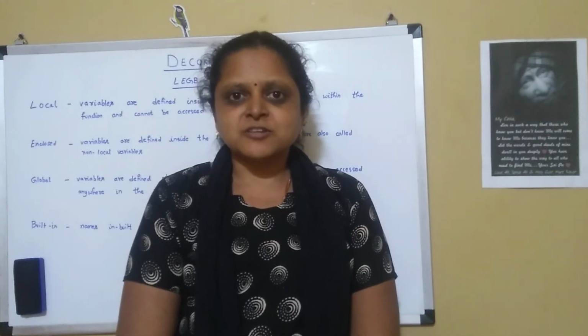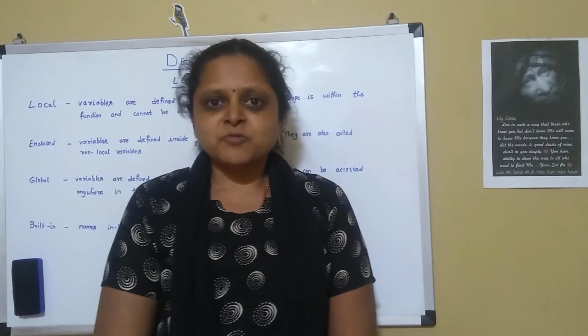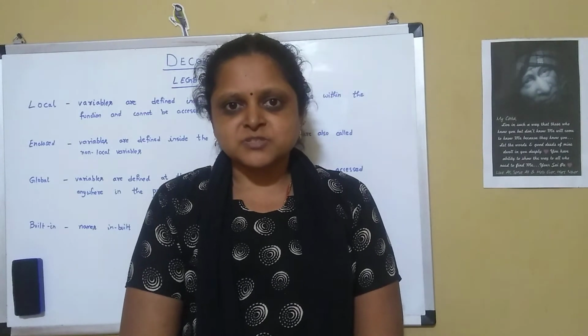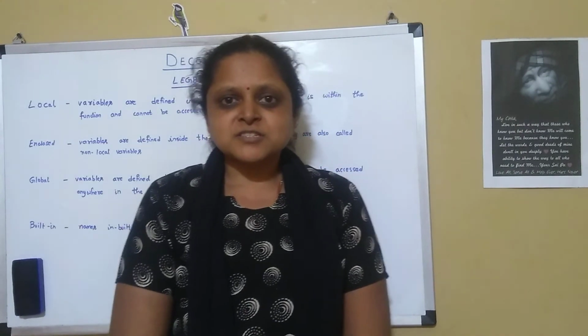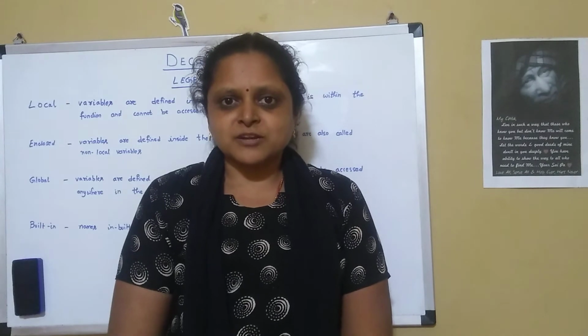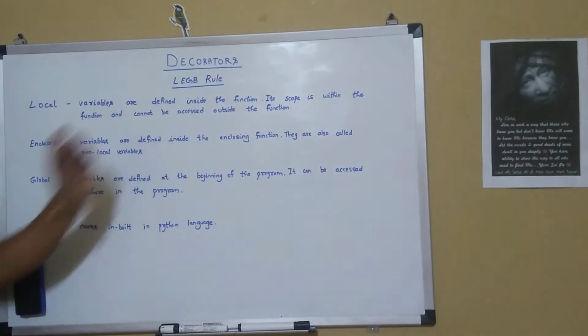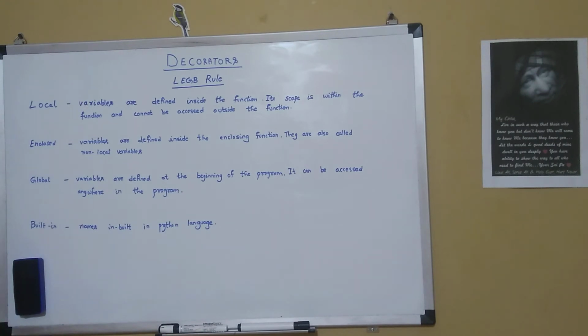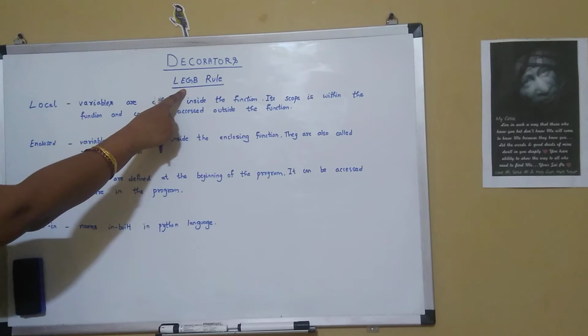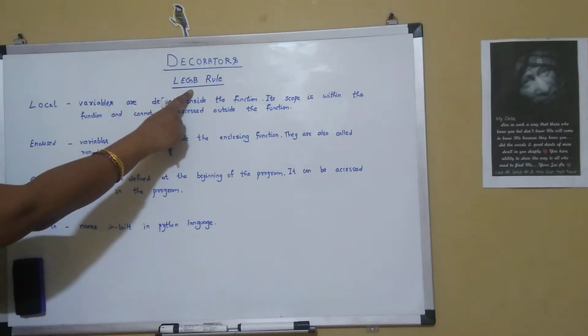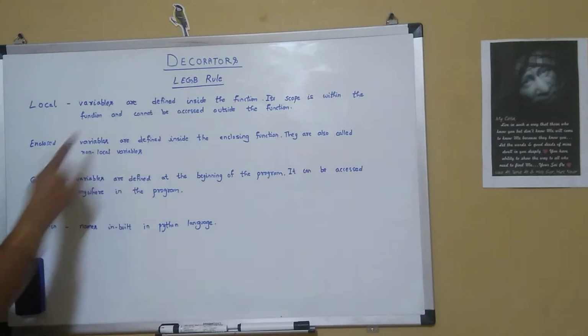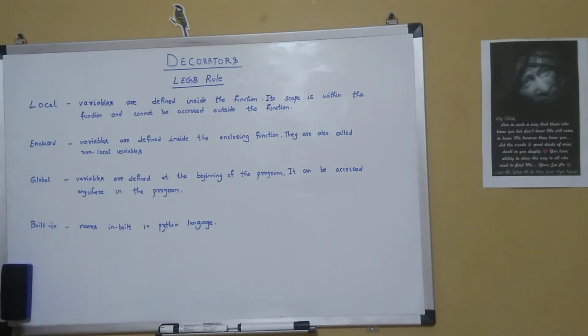In the earlier session, in the decorator concept, we had learned what first class objects are. That was very much necessary to learn more about decorators. Now in today's session, let's learn about the LEGB rule, which is also much needed for knowing more about decorators. So what is the LEGB rule? L stands for local, E stands for enclosed, G stands for global and B stands for built-in.